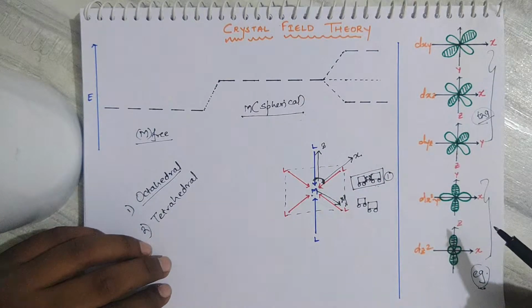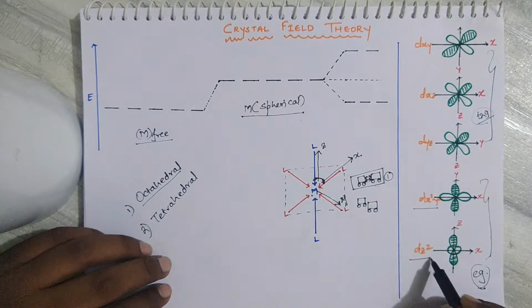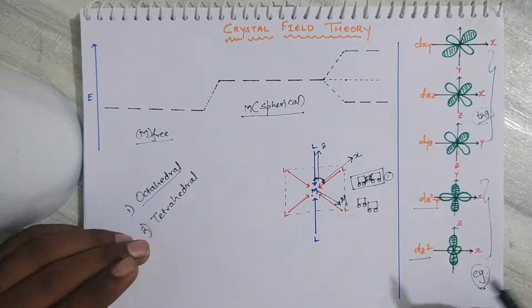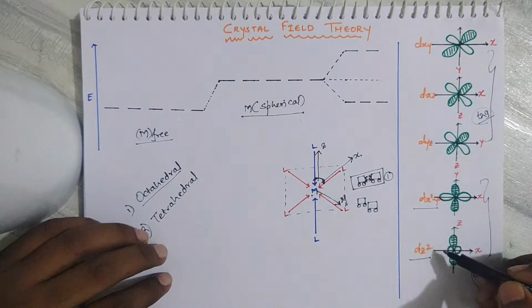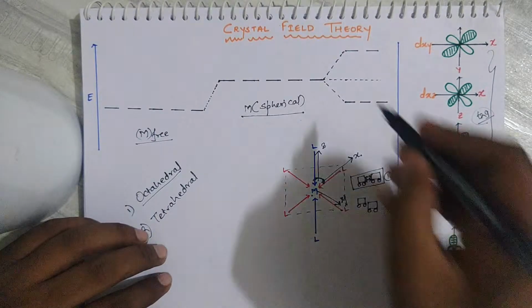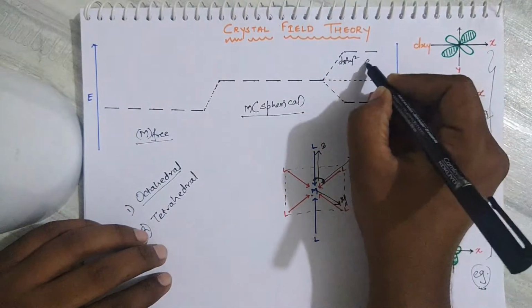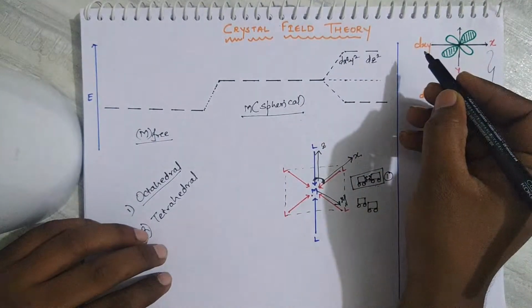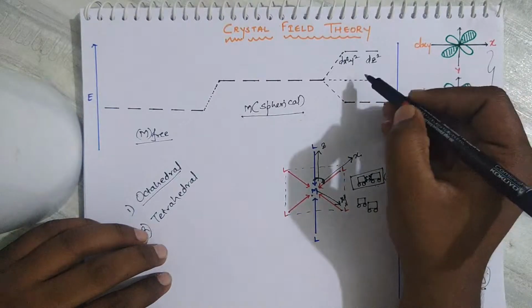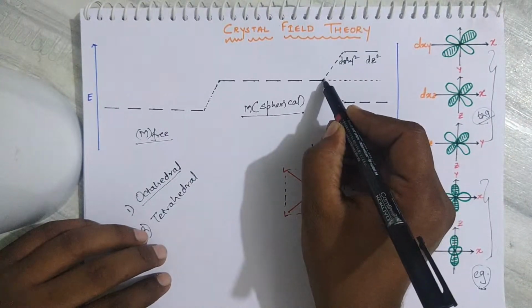So what are the orbitals present along the axes? Your dx2-y2 and dz2 are the orbitals present along the axes. They are going to have the highest collision with the incoming ligand, and that's why they will have very high repulsion. Because of that, dx2-y2 and dz2 in octahedral complexes go high in energy, in comparison to their actual neutral point.